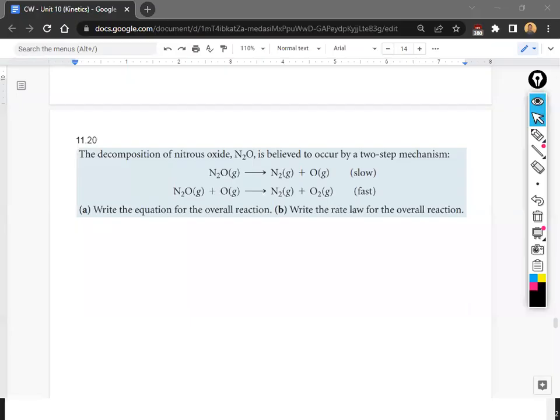Okay, so let's write the equation for the overall reaction. Now, all we have to do is figure out the intermediate. What's the intermediate?